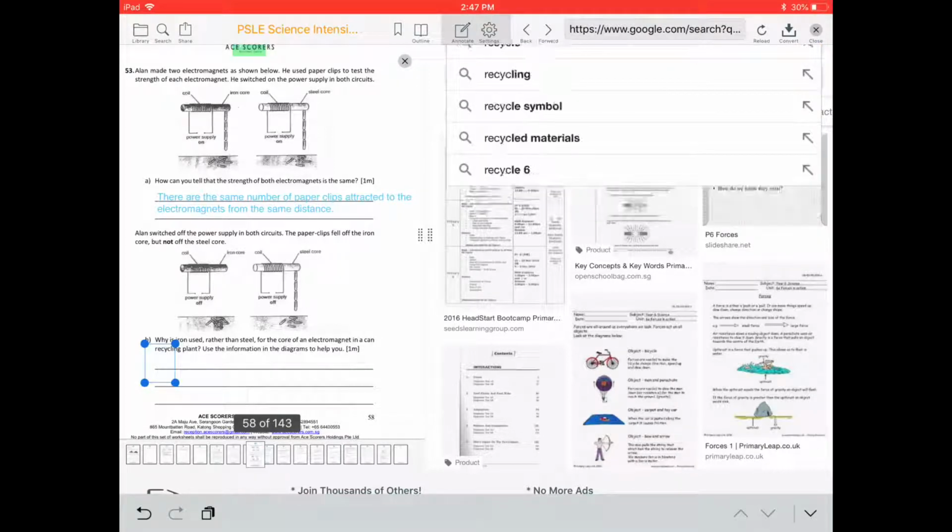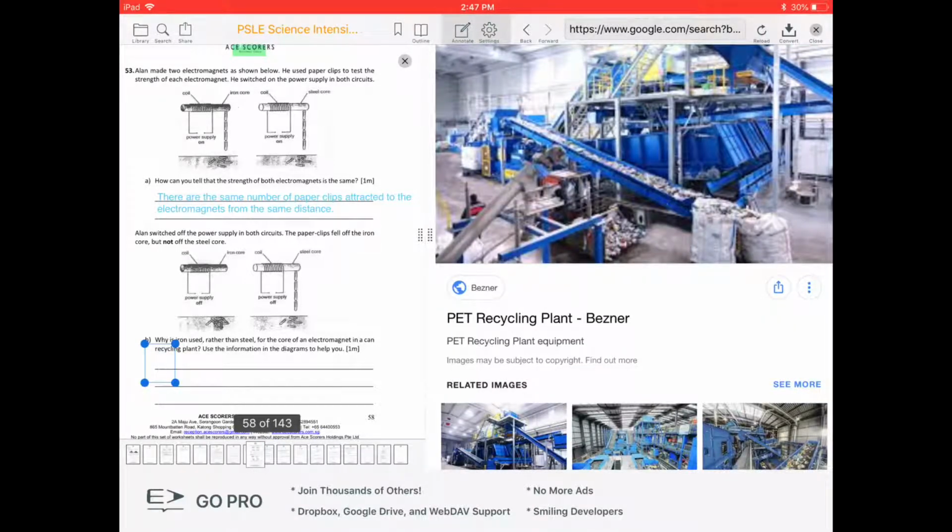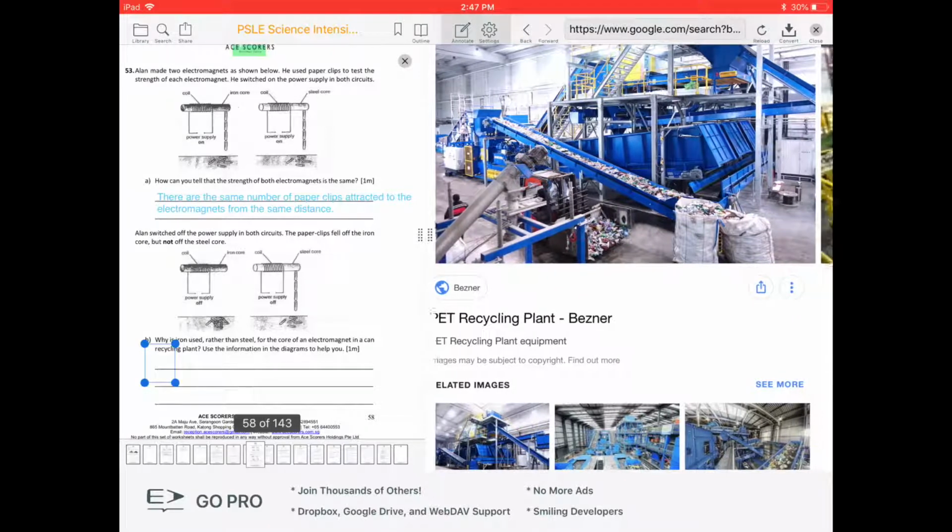Recycling plant. Okay, see this? Recycling plant. Alright, let's look at the picture. So this is a recycling plant. What it's doing is it needs to pick up the metal and put it somewhere else.